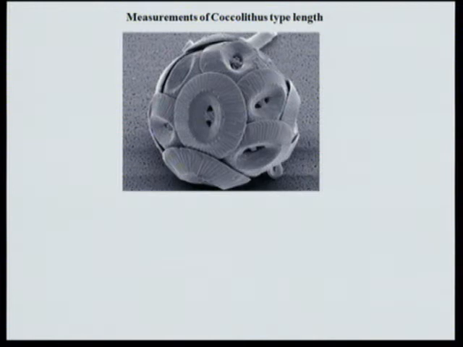And there is a ratio between the length of each coccolith and the calcite quota, the mass of calcite. And this relation is a multiplication of several items with the length of the coccolith in third power, because it's a volume.